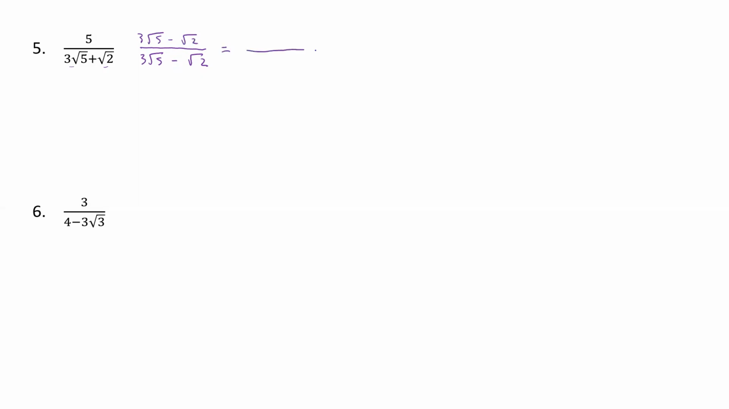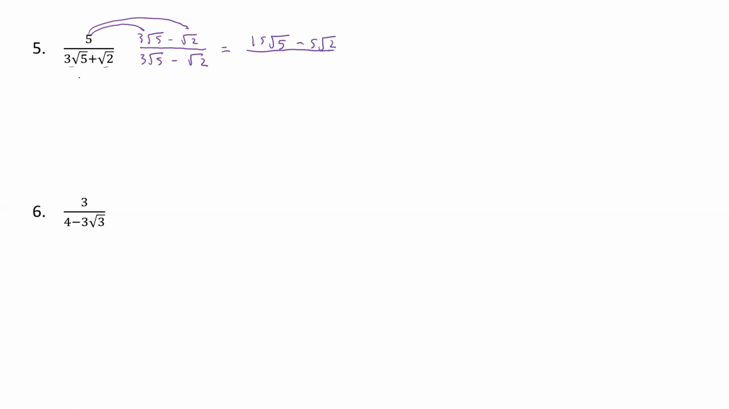And so in the numerator, we're going to take that 5 and distribute to both of those. So we have 5 times that. Well, 5 times 3 is 15. Then we still have the square root of 5. Then 5 times a negative square root of 2 is going to be a negative 5 square root of 2.